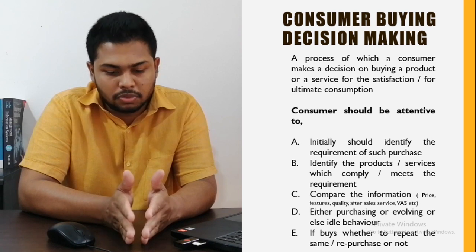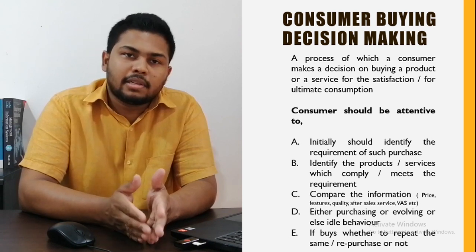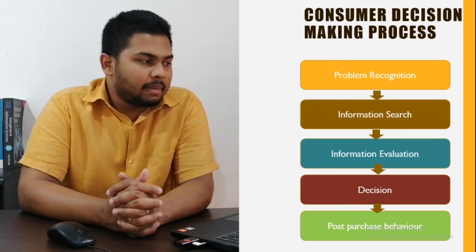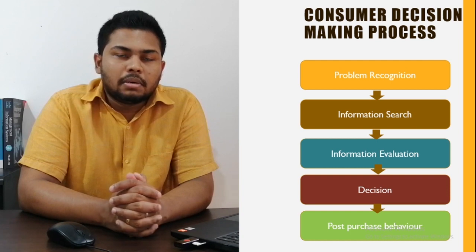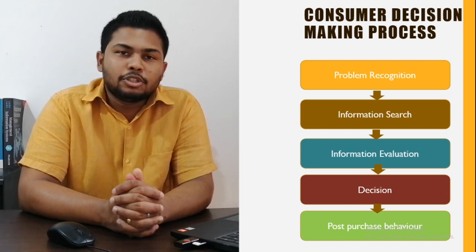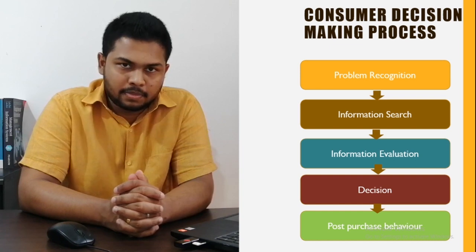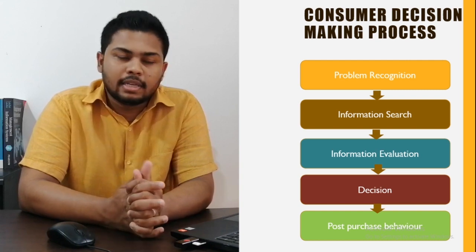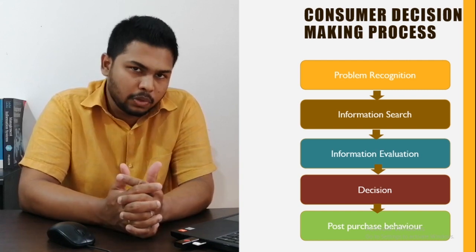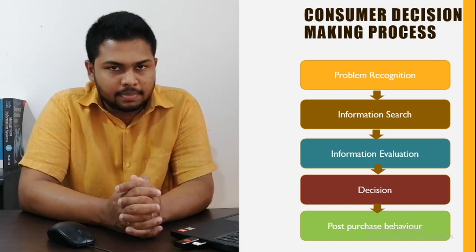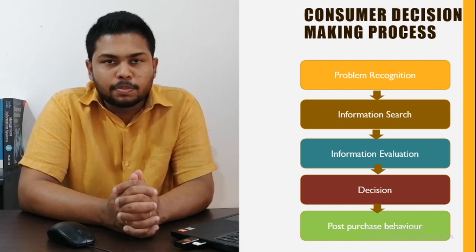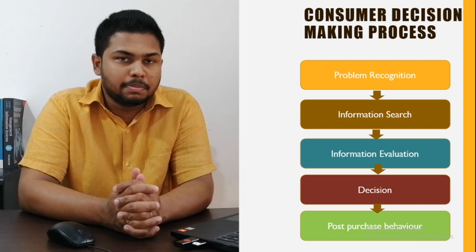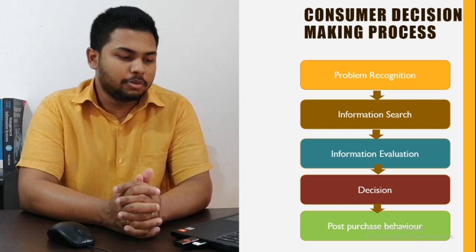But when it comes to marketing, we must explain all these things in a conceptual way. Because of that, we have five steps known as the consumer decision making process. The first step is problem recognition, the second is information search, the third is information evaluation, the fourth is decision making, and the fifth is the post-purchase behavior of the consumer, right? We are here to discuss the B2C markets, business to consumer. We call them B2C, right?